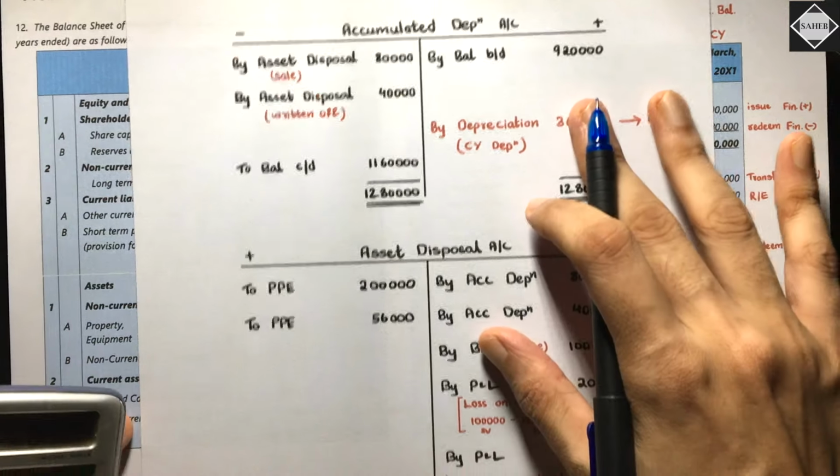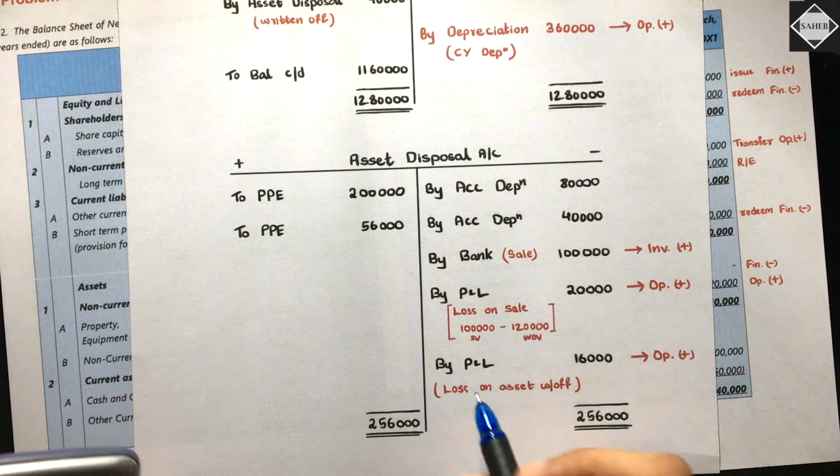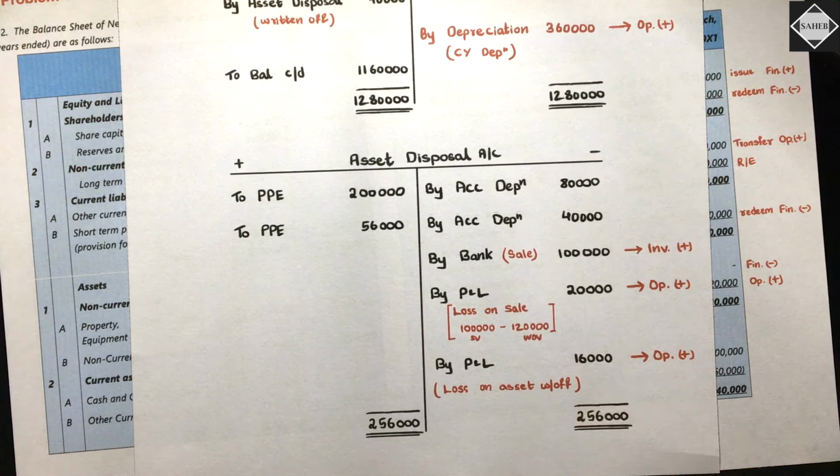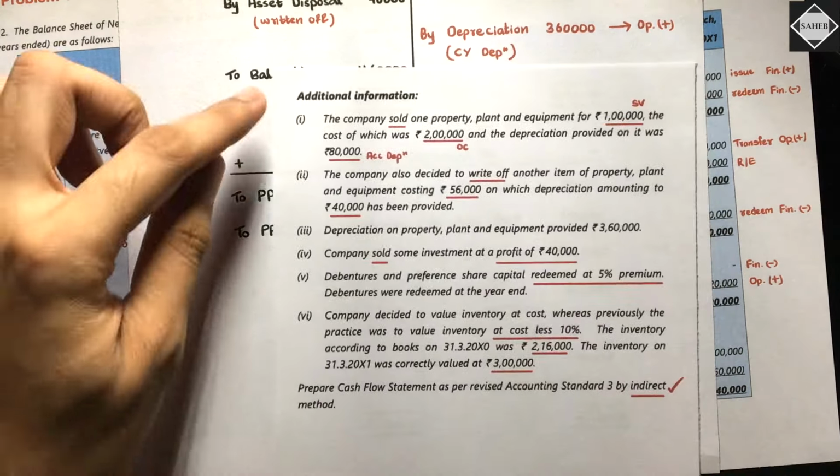Can you see that? Let me just show you properly. See here, by profit and loss, 16,000 loss on asset written off. This also you will add in the operating activity. It's a non-operating item. Yeah, you will just reverse it. Is it clear? Simple and straightforward. Then you will just tally this account. It will directly tally without any balancing. Is it clear? You understood these 3 working notes? Simple and straightforward. Yeah, so we are done with the first 3 adjustments.